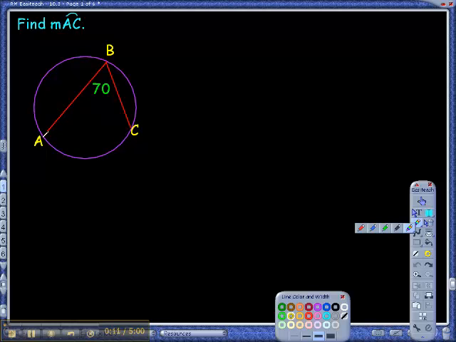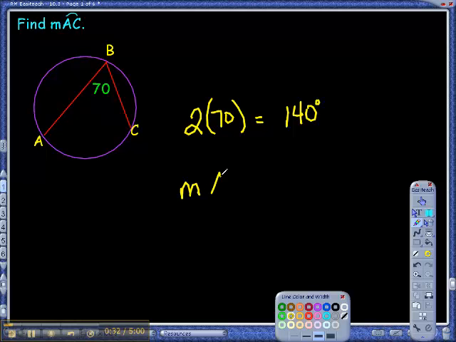Hopefully by now we're comfortable with if we have an inscribed angle, its measure is half of its intercepted arc. So to get to this intercepted arc, I really am going to need to take 2 times our 70. This is only half of it. I need to double this to be able to get the measure of that intercepted arc. So the measure of arc AC should be 140 degrees.